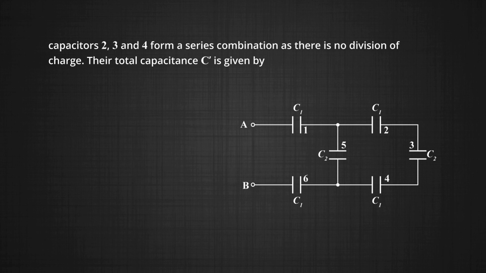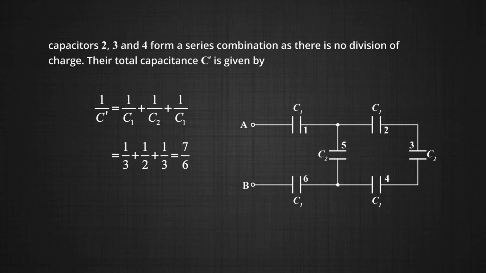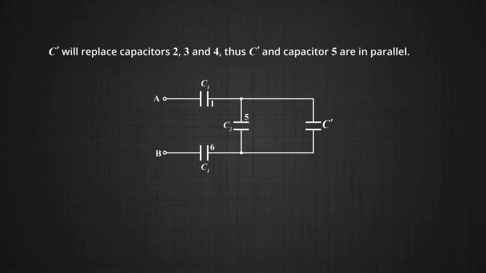Then their equivalent capacitance is given by 1 upon C dash is equal to 1 upon C1 plus 1 upon C2 plus 1 upon C1. Now, on substituting the values we get 1 upon 3 plus 1 by 2 plus 1 by 3, which comes out to be 7 by 6. On reversing it now we get C dash is equal to 6 by 7 picofarad. Here C dash will replace the capacitors 2, 3 and 4.